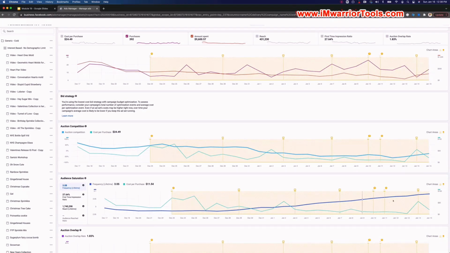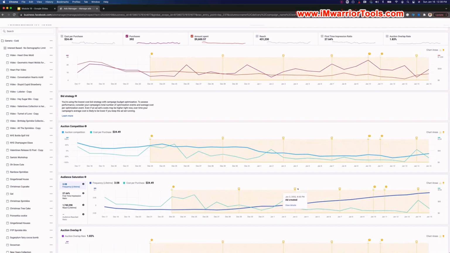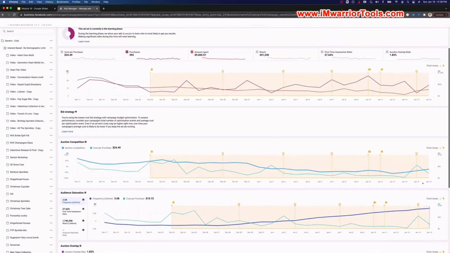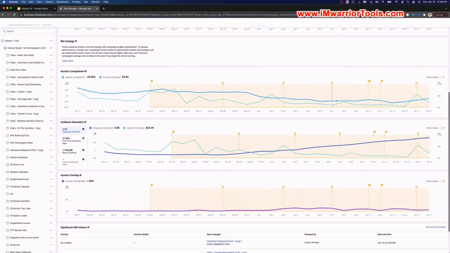And then our frequencies are remaining fairly stable with only about a 0.1 increase every few days here, which is nothing of too much concern. We do have a 3 frequency on cold, which is not necessarily a bad thing if our actual results are fairly consistent. In this case, they are.